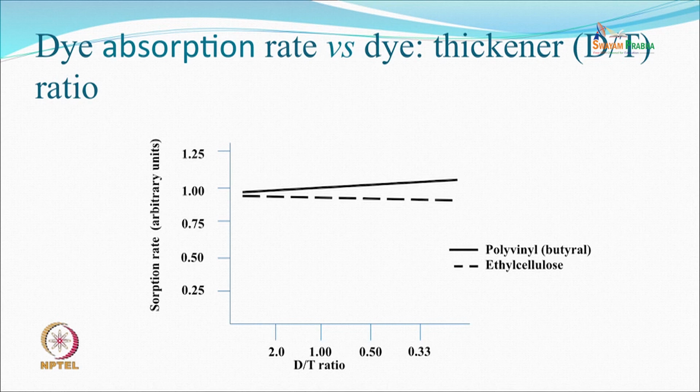Between these things, one reported study shows the dye absorption rate versus the dye and thickener ratio. That means how much is thickener, which is basically this binder which actually dries on the paper. So, these four we are talking about, and the dye. If you see on the x-axis, you have a dye to thickener ratio, where the first is 2:1 and it goes up to 1:3. What you generally see, at least from the look of it, is that these two types of binders are relatively more inert to this ratio. The change is not very high.